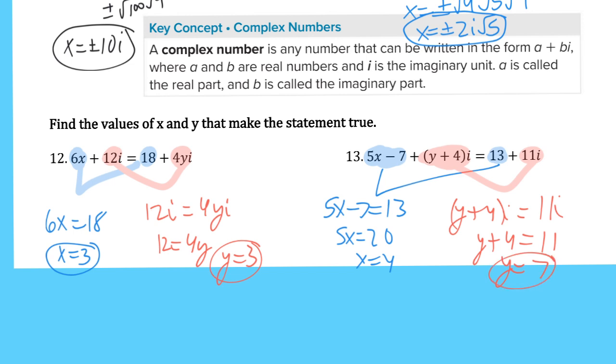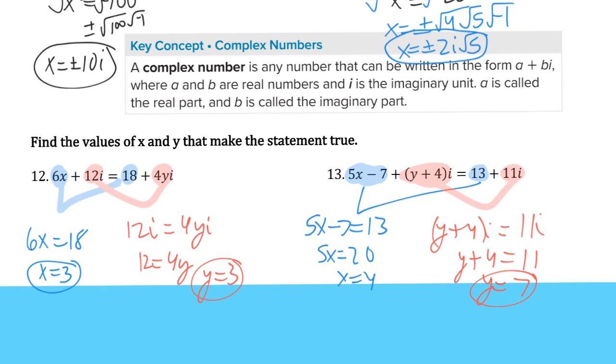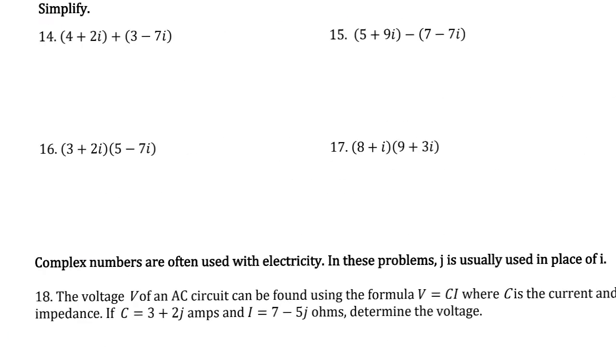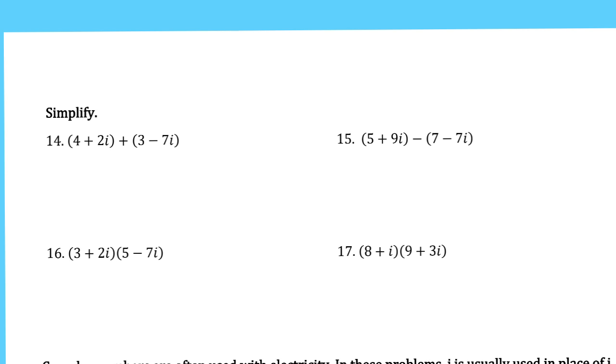Okay, so the next part we're going to be talking about is how do you deal with imaginary numbers. And so we want to talk about how do you add them, how do you subtract them, how do you multiply them, how do you divide them, etc. So the first one, if you can tell, is adding. And so to add two complex numbers together.